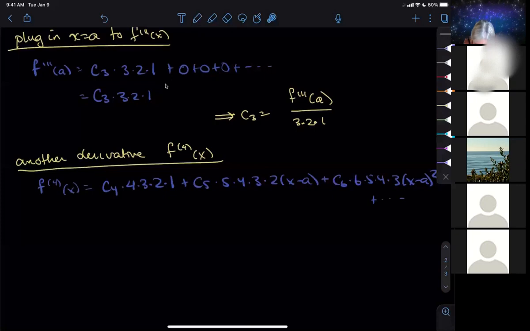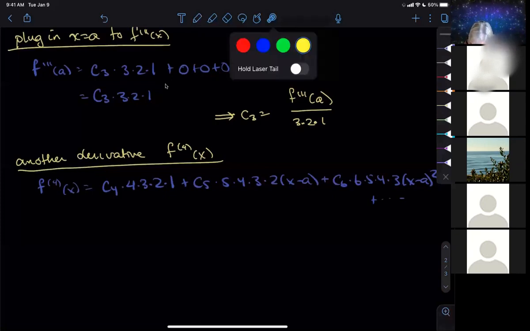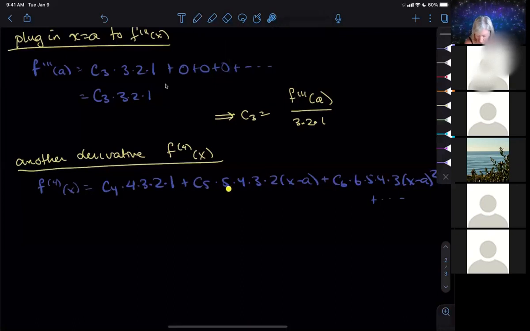And you can see where all these pieces came from, right? First we had to the 5th power, and when we pulled that 5 down, we had to the 4th power, and then we pulled that 4 down, we had to the 3rd power, and we pulled the 3 down, we had to the 2nd power, and we pulled the 2 down. You can see the factorial building. So we'll do this last piece, plug in x equals a to the 4th derivative.